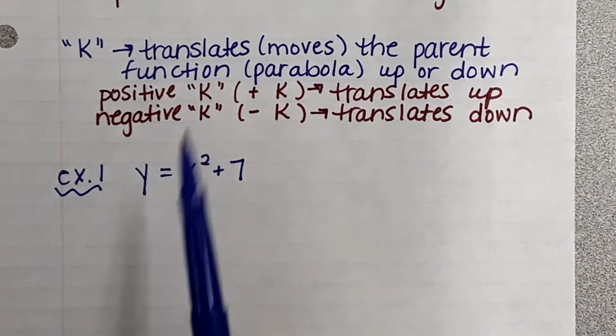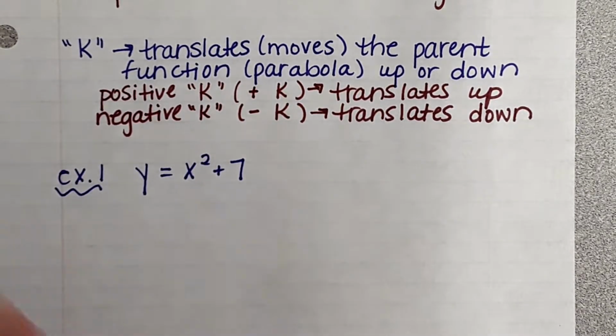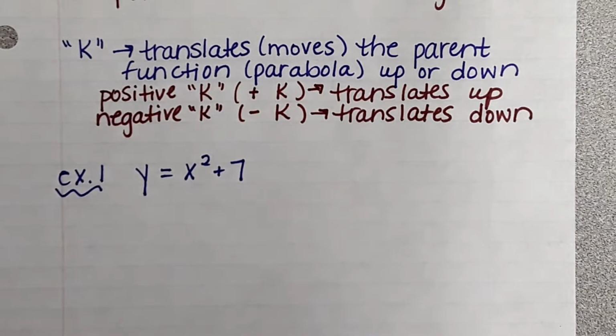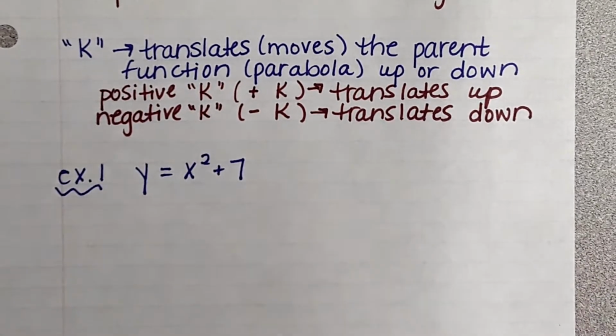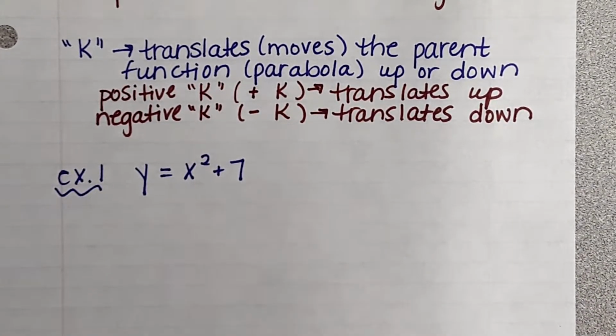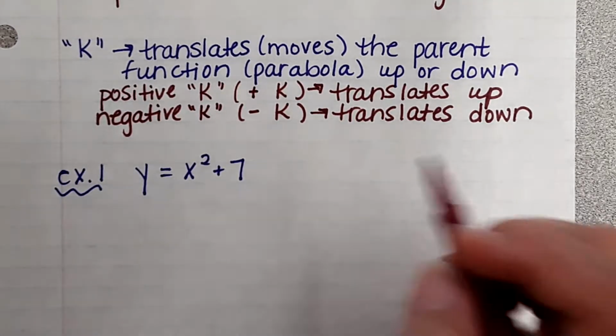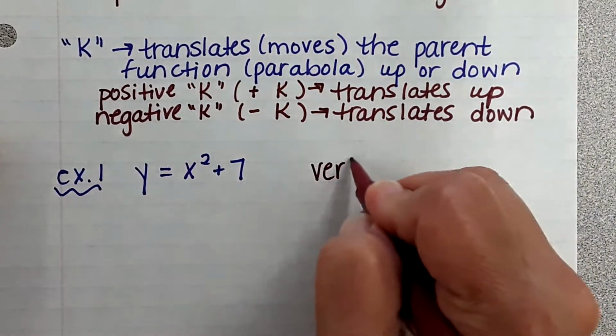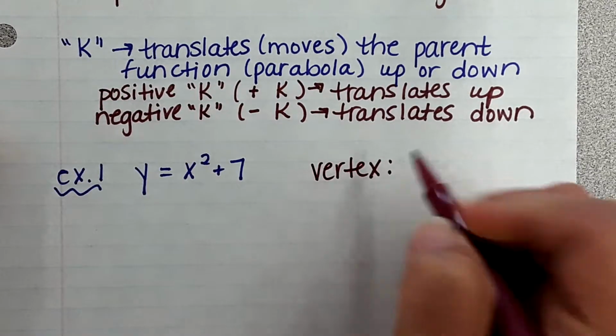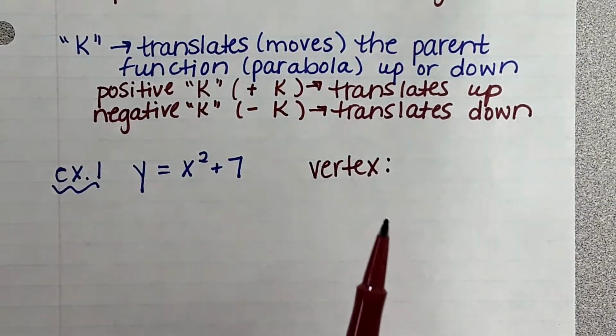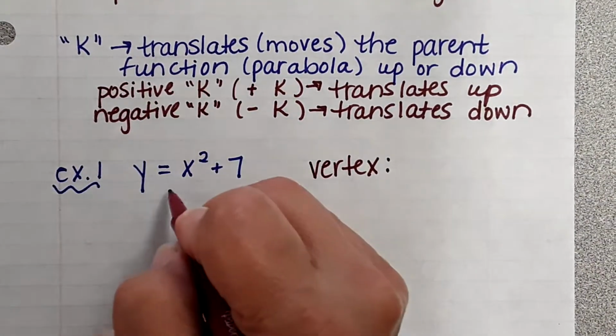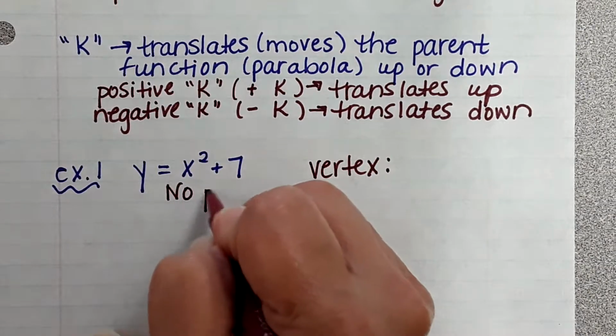So the first example is y equals x squared plus 7. Okay, so the first thing that I want you to get in the habit of, because I probably will ask you about it when we take our quiz, our test, and our test is probably this week: our vertex. So, are there parentheses? No. So that's the first thing. So no parentheses. So let me tell you what that means.